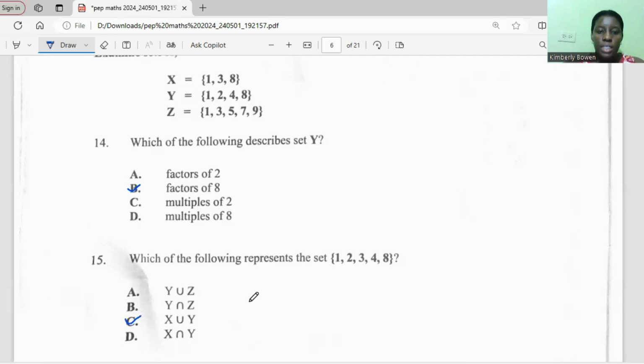Correct answer is C. And when you're listing, you don't list double the elements. You just list the elements once. So that's why it looks so short.